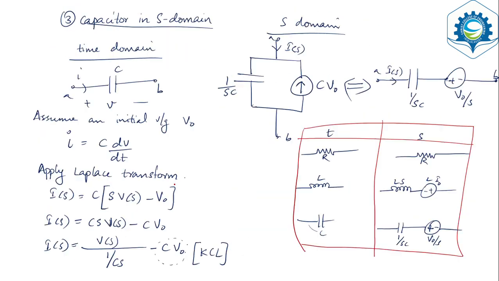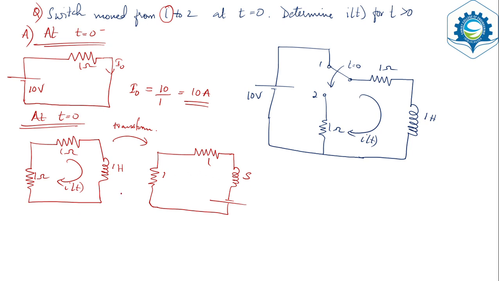What should be the value of the voltage source? The value of the voltage source is L I0, so 1 into I0, that is 10. And the current flowing over here is I of S. I hope it is clear.